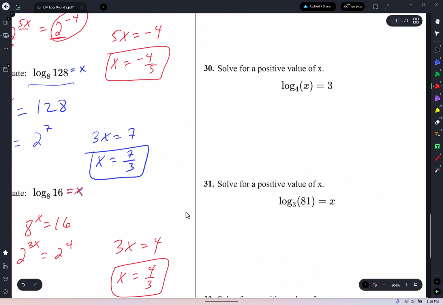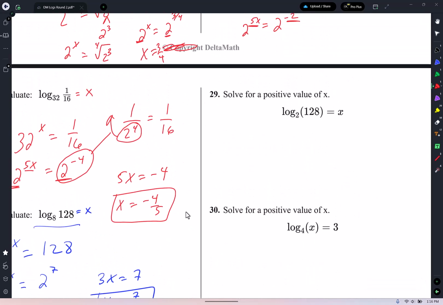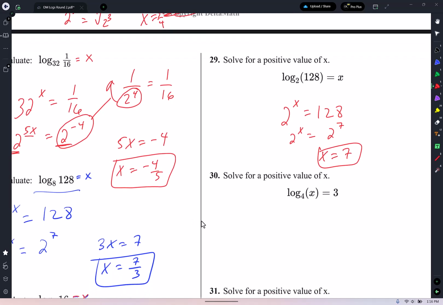Okay. Let's go to the top right. 2 to the power x equals 128. 2 to the power x equals 2 to the power 7. So x equals 7. 2 to the power 7 equals 128. Do you see how we're doing it, guys? Okay, these are the simple ones. Whenever it's like this, it's going to be just 4 to the power 3 equals x. And then just expand it.